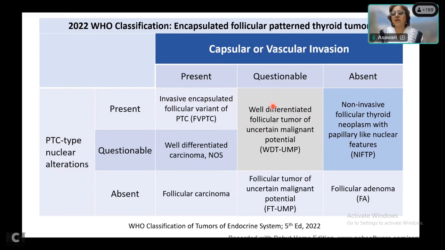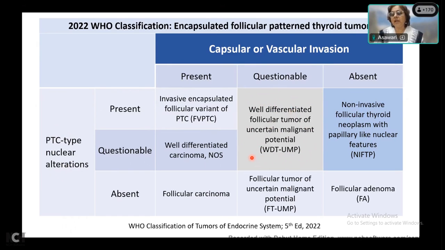Now there are some cases where you are not sure whether the capsular invasion is definitely present or not, what they call questionable. But before we put anything in this category, we have to sample it extensively, take deeper cuts and make sure that we are not missing a true capsular or vascular invasion. Similarly, you may not be sure about PTC-like nuclear features, and there they are putting these cases in well-differentiated tumor of uncertain malignant potential, but certainly nobody likes this diagnosis, definitely not the surgeons.